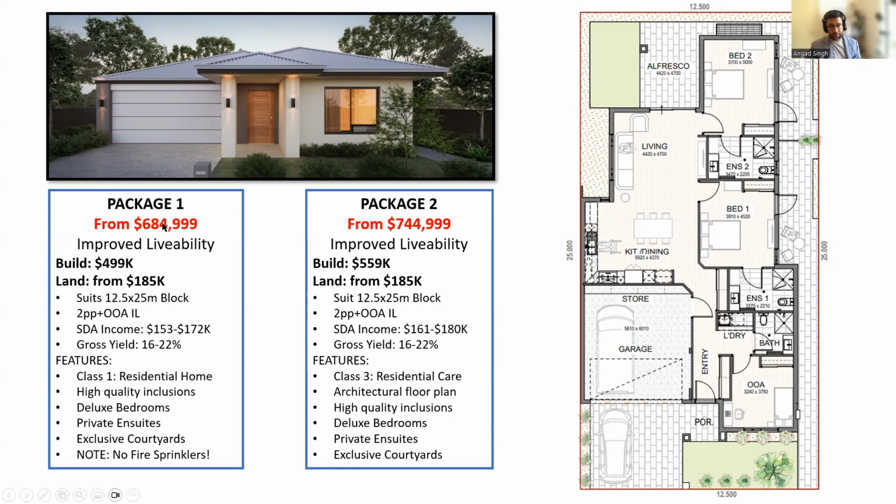It's still got the floor plan that we've just gone through, and it still has all of the nice inclusions, fixtures, and finishings with the high quality brands that we use. The only difference between these 2 packages is that this one is a Class 1 building, which means there are no sprinklers, and this one is a Class 3 building, which means there are sprinklers and the best-in-class fire safety that we discussed. Now, this is the only package that we will do without sprinklers.